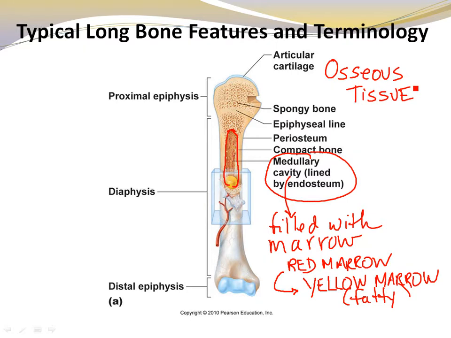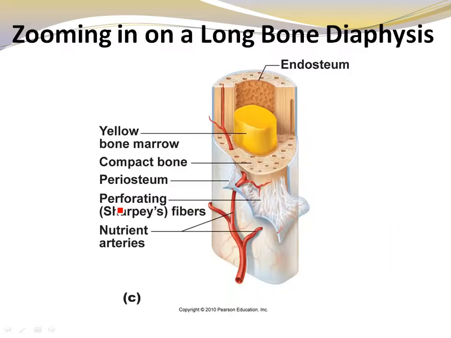A couple of other things we need to talk about on here. Do you see here how they're highlighting this portion of the long bone along part of the diaphysis there? On the next slide, I'm going to zoom in there. Okay, so we're zooming in just on a part of the diaphysis. And notice in here they've got a big hunk of yellow marrow passing through there. Do you see here where they've got this term endosteum? That is a connective tissue lining.